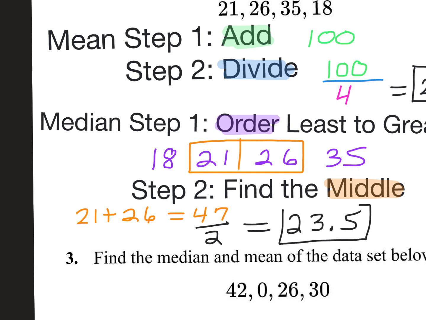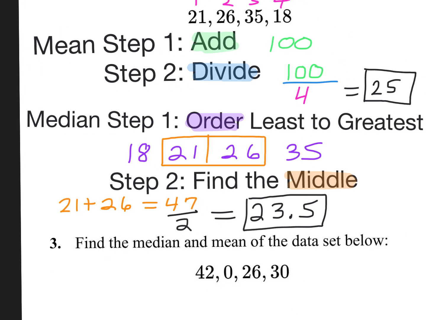So the only thing different is that if you don't have one number in the middle, you take the two numbers in the middle, add them together, and divide by 2.